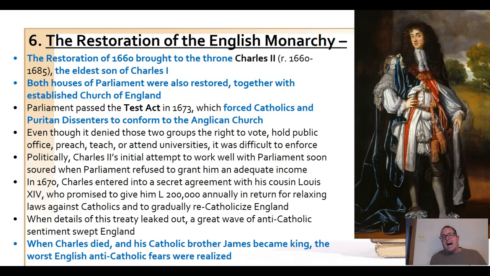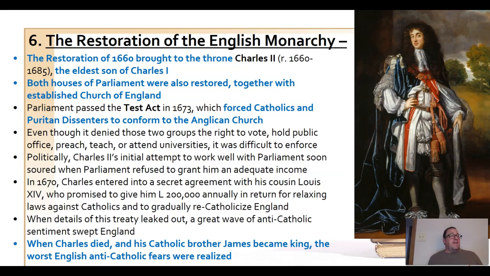However, when he dies, the throne is going to be passed to his brother, who is openly a Catholic, and so this is going to create some challenges. There's a law that was passed, the Test Act, that was supposed to prevent Catholics from assuming any high-ranking positions within the government.